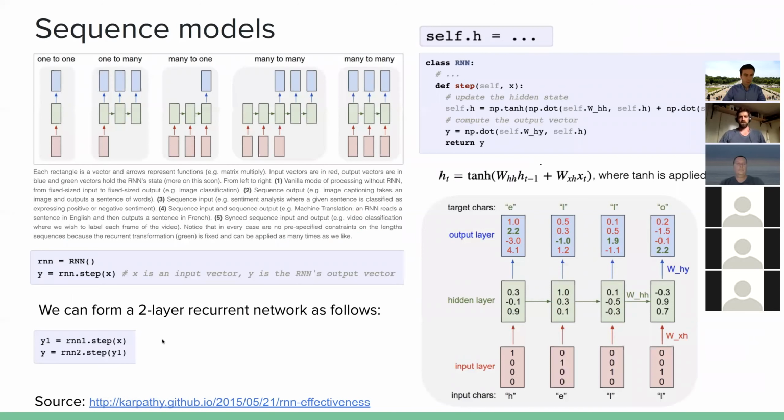Speaking of sequence models, what is a sequence model and how does it compare to what we've seen so far? This is an image that I pulled from an amazing blog from Andrej Karpathy from 2015, I think, on how effective recurrent neural networks are and what they do internally.